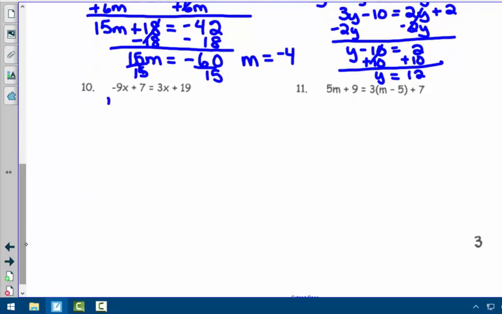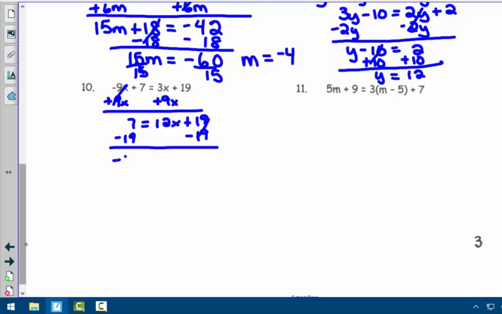Smaller x is negative 9x, so I'm going to inverse that and add 9x to both sides. Cancel, and I get 7 equals 12x plus 19. I'm going to subtract 19 on both sides. And I get negative 12 equals 12x. Well, dividing by 12, I'm going to get negative 1 equals x.